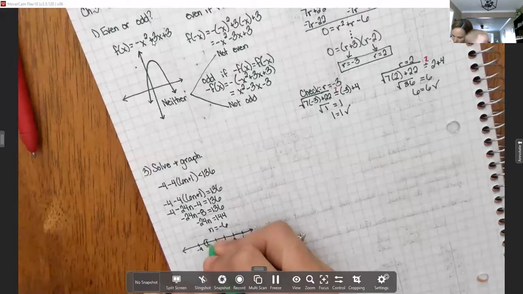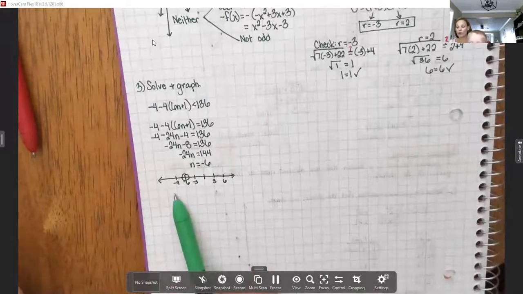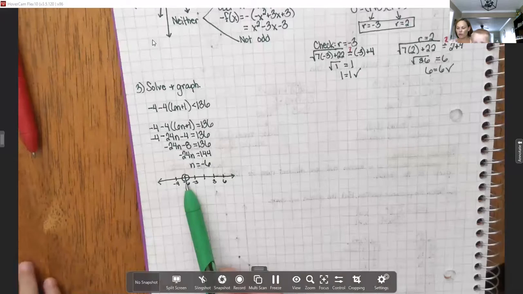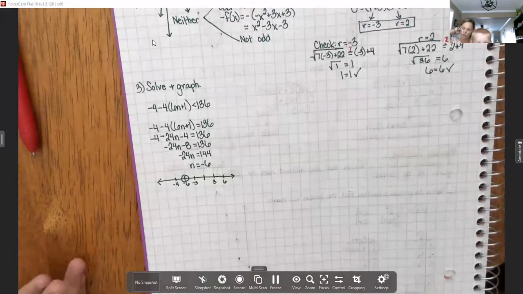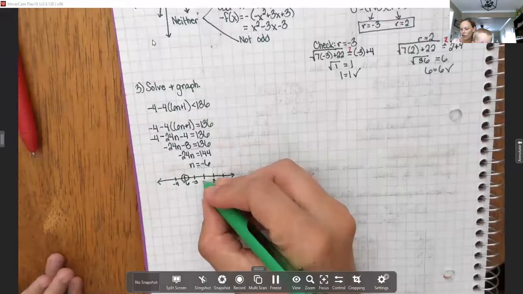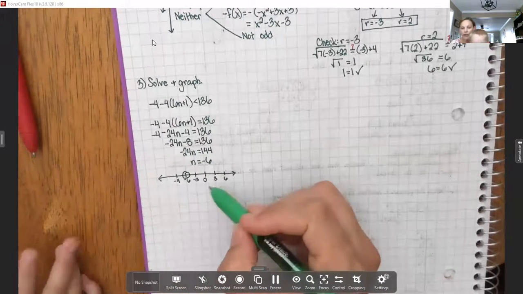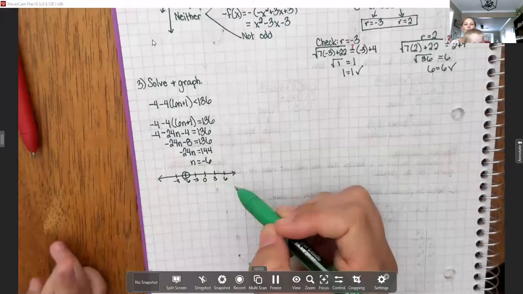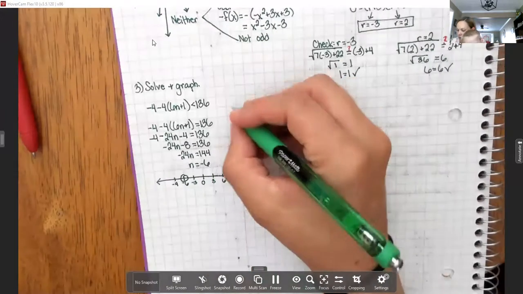So here at -6, I have my circle. Sorry, paper got turned. And it's open. It's an open circle because this didn't have an or equal to. So remember now you have to check to see if we should shade the right side or the left side. I'm going to test 0. You can test any point you want as long as it's not that boundary point. -6 is our boundary point.